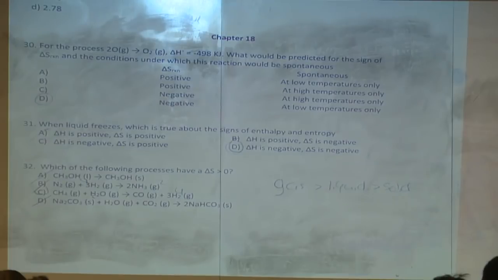For 30, why is B incorrect? So I gave you the delta H, and it's negative. And for B, it says a positive delta S, but that says at high temperatures only. So when delta H is negative and delta S is positive, it's spontaneous at all temperatures. It doesn't matter what the temperature is.